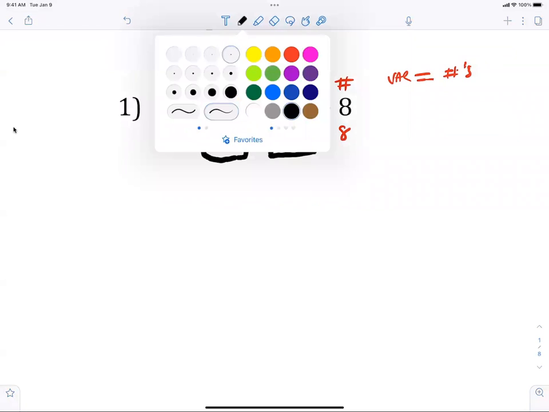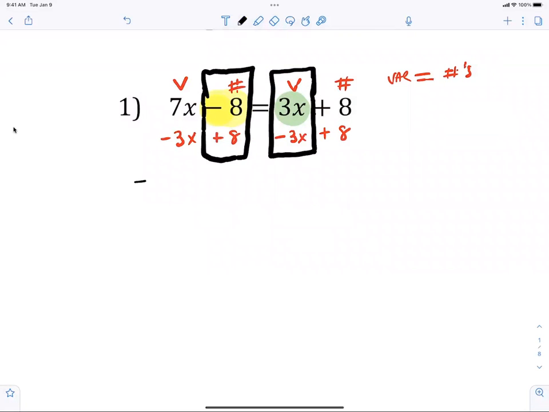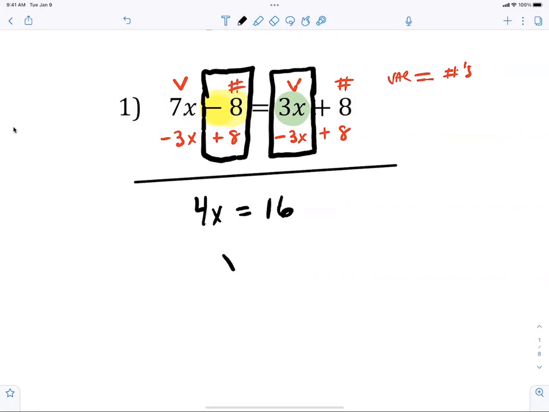All right. So I am left with what's 7x minus 3x? 4x equals what's 8 plus 8? 16. And now, of course, we just divide both sides by 4. And so x equals what? X equals 4. All right. Anybody have any issues with that? Again, just make it right.